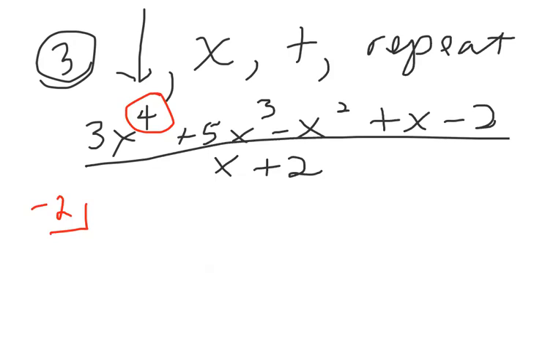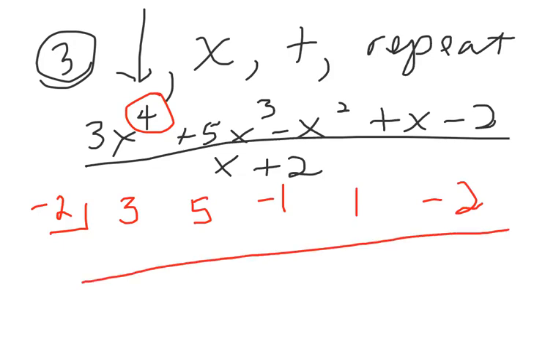Now, you want to list the coefficients of each term of the polynomial. The x to the fourth has a coefficient of 3. X to the third has a coefficient of 5. X squared has a coefficient of -1. Be careful with those negatives. X has a coefficient of 1, and then the constant term is -2. Now you want to leave some space and draw a line, okay? And then you're going to carry out the process.